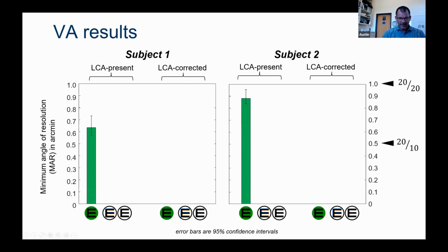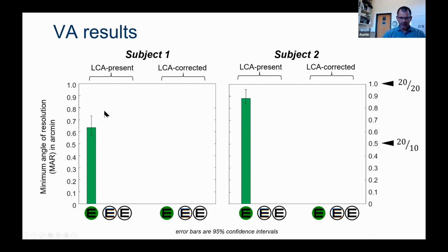So finally, I want to show our early visual acuity results. And bear with me, there are a lot of conditions to walk through, so I'm going to take you through it step by step. There are 2 subjects. Within each subject, we have an LCA present condition and an LCA corrected condition. And for each condition, we're testing visual acuity under 3 different types of letters. And so in the first case, I want to show that the visual acuity is quite good. We're doing better than 20/20 for the 2 subjects shown here.